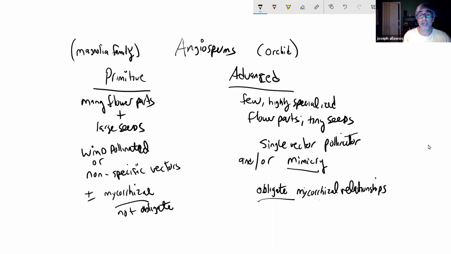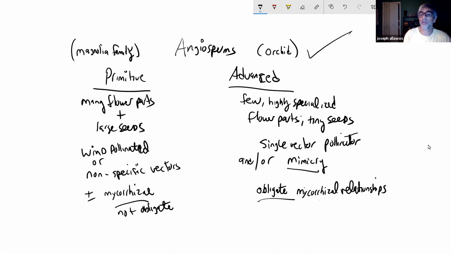Now, with that said, does that automatically mean that the more advanced ones are better able to survive and the more primitive ones are not? No, it doesn't. In fact, if you think about it, what we're seeing now, out of all the plant families on Earth, guess which one is going extinct fastest? The orchid family. They're just simply too highly evolved.